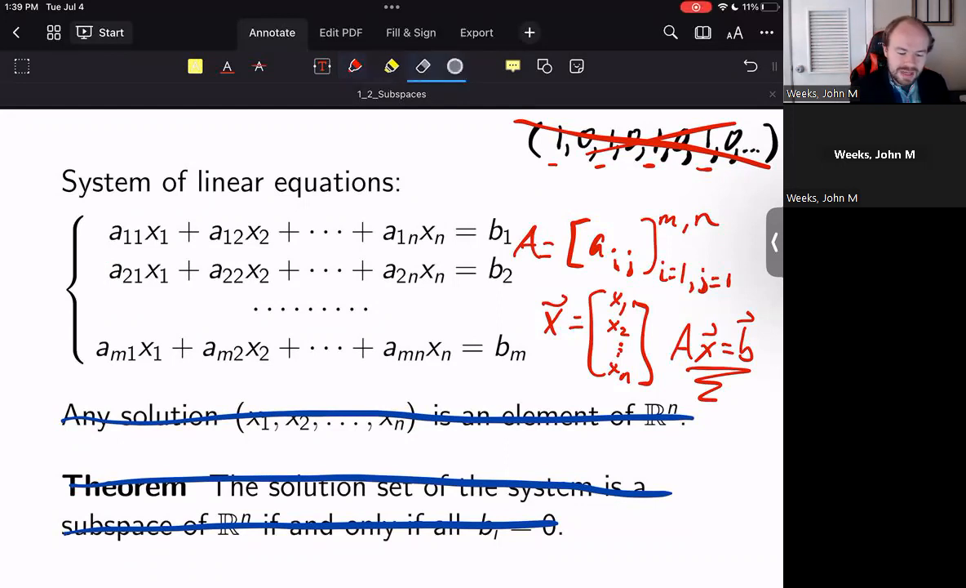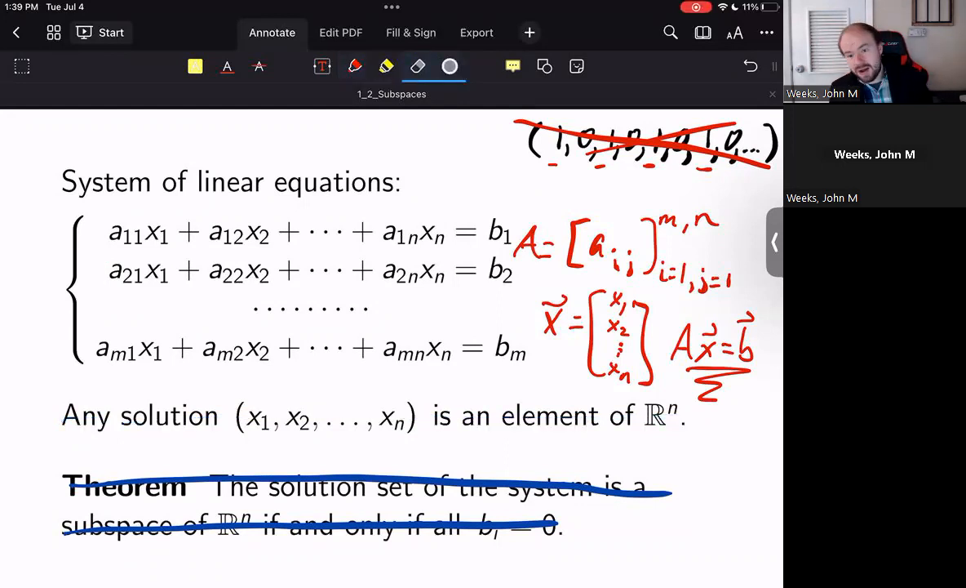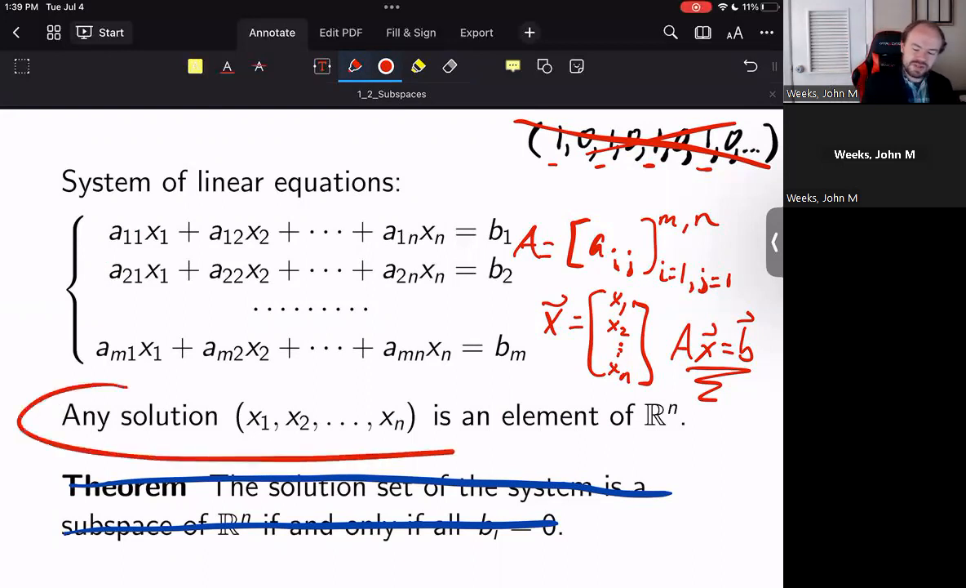So any solution, any x value here, is an element of R^n. You can just choose whatever those elements are such that they satisfy this system of equations. That basically just equates to plugging a particular x vector into this matrix equation, saying, okay, we'll multiply that through by the matrix A. If you get out the vector b, then you're done. You're good to go.